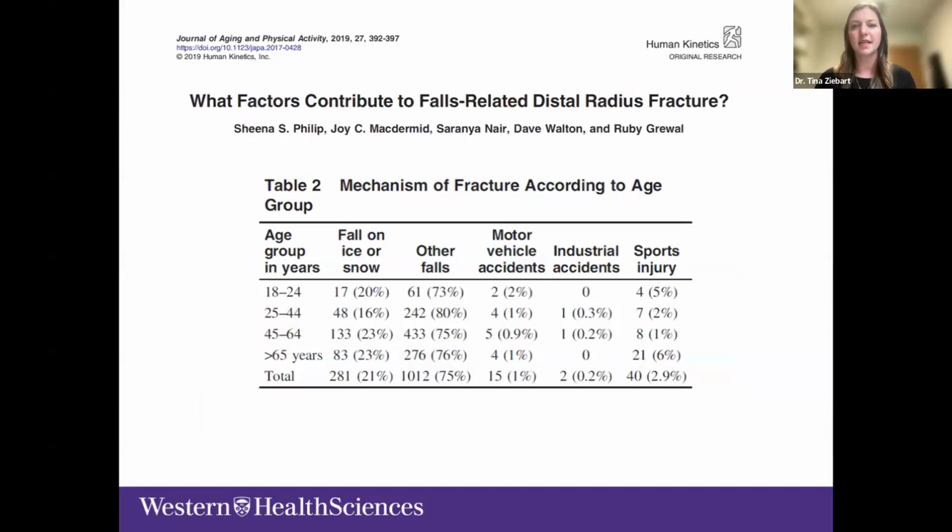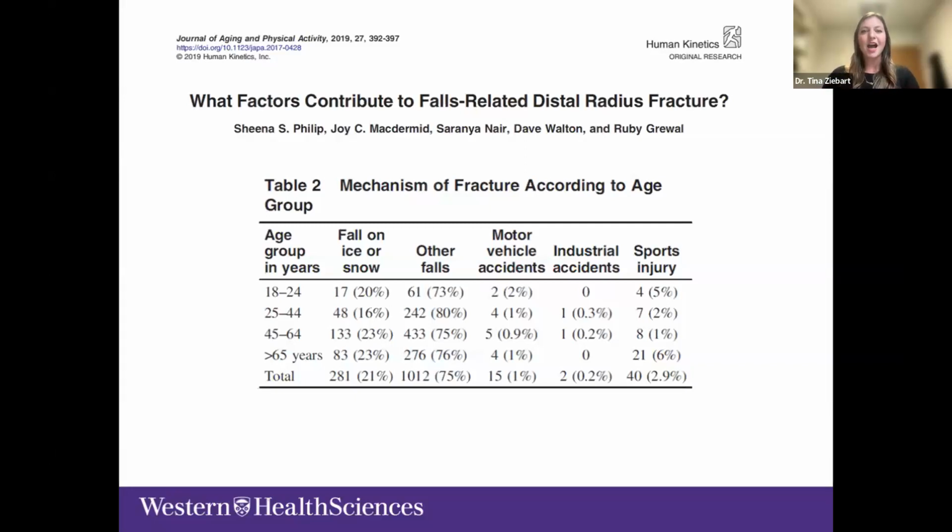So this study was done as part of the lab that I work on during my PhD, so under the supervision of Dr. Joy McDermott, and looking at what factors contributed to fall-related distal radius fractures. And I was particularly interested in this because in the osteoporotic population, distal radius fractures are sometimes called the lucky break because it starts that cascade into investigating osteoporosis more thoroughly, and hopefully trying to reduce the more debilitating fractures of, say, the spine or the hip.